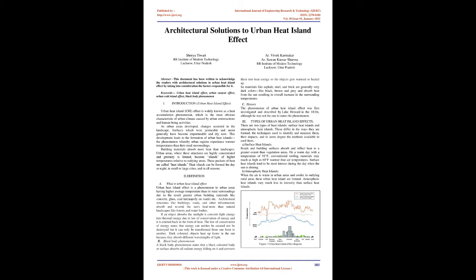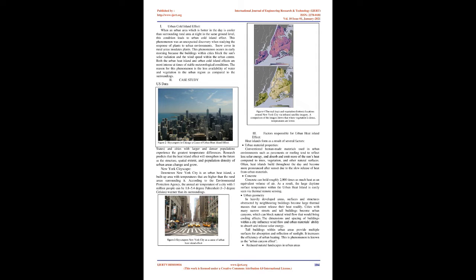A. Surface heat islands. Roads and building surfaces absorb and reflect heat to a greater extent than vegetation areas. On a warm day with a temperature of 91 degrees Fahrenheit, conventional roofing materials may reach as high as 60 degrees Fahrenheit warmer than air temperatures. Surface heat islands tend to be most intense during the day when the sun is shining. B. Atmospheric heat islands. When the air is warm in urban areas and cooler in outlying rural areas, these urban heat islands are formed. Atmospheric heat islands vary much less in intensity than surface heat islands.